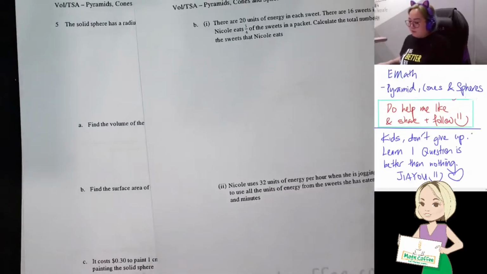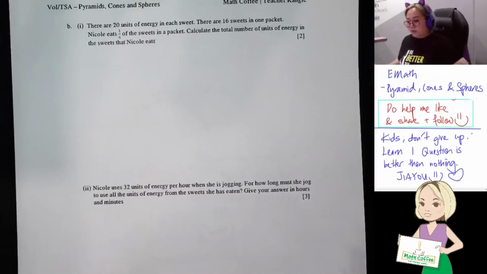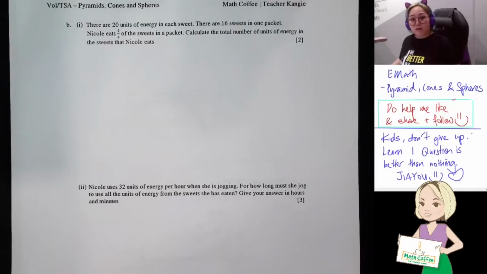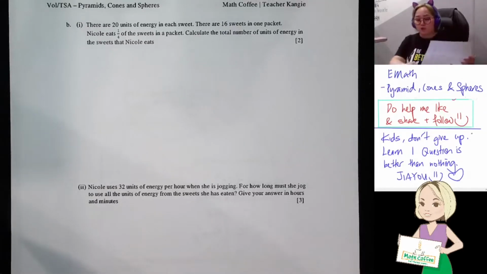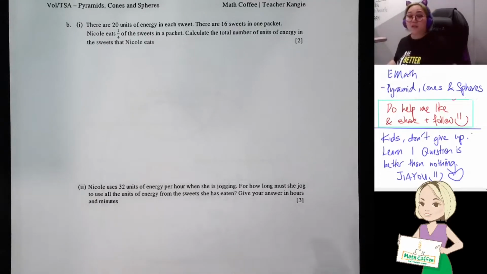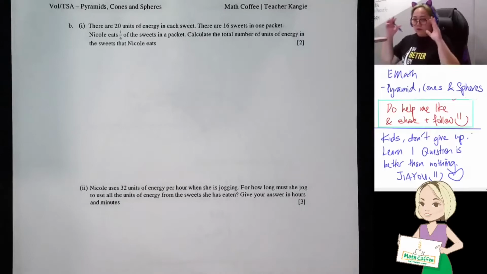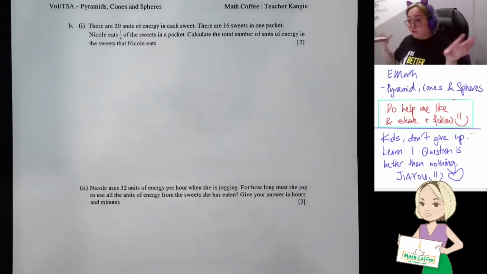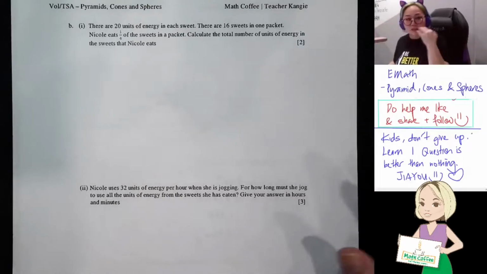That's part B. Now they tell you there are 20 units of energy in one sweet. There are 16 sweets. You see, when you're reading the question, you have to visualize it in your head. So you visualize, oh, got 16 sweets inside one packet. You visualize, you go and buy sweets and stuff like that. So it's easier for you to do the question.